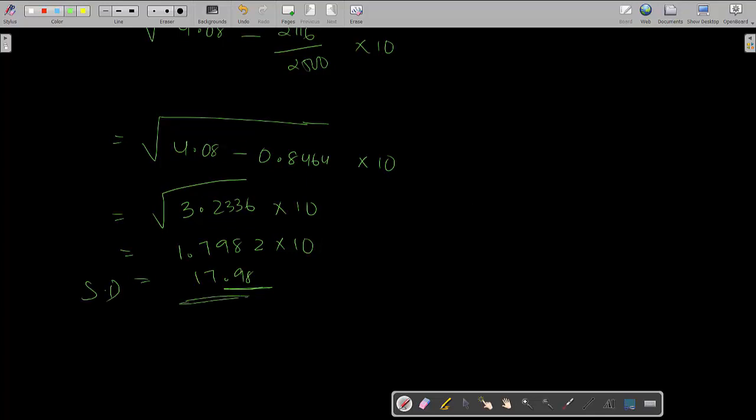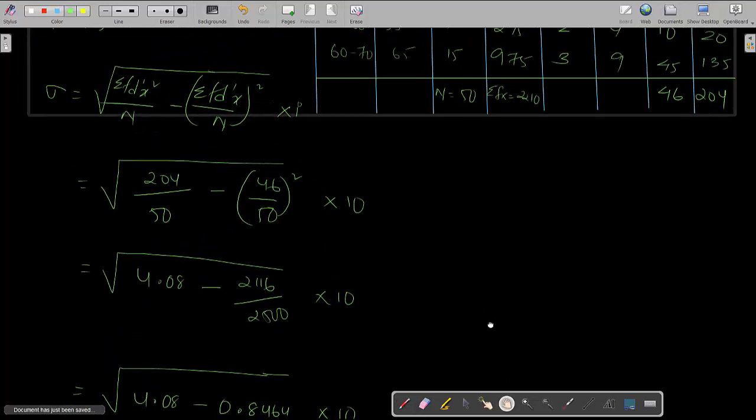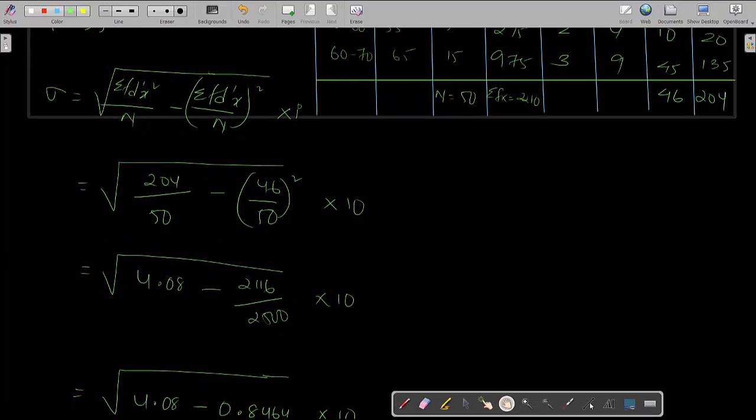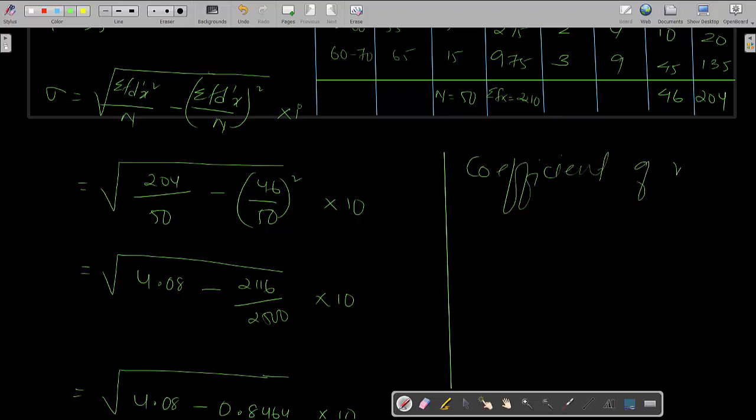Now we have the value of SD. Now we can find out the coefficient of variation. So let's write it down here itself. Coefficient of variation is equal to standard deviation divided by mean, into 100.